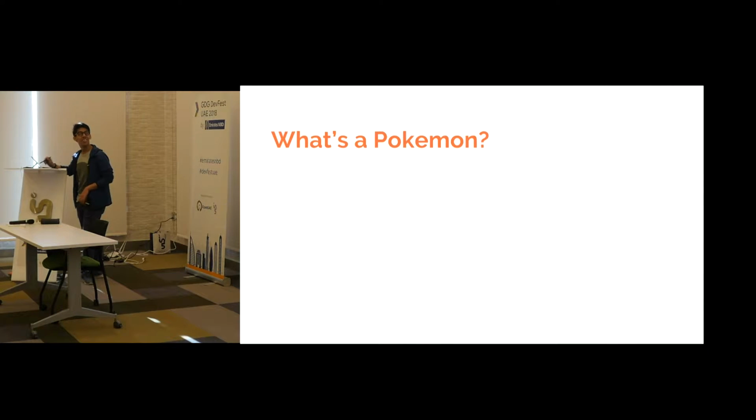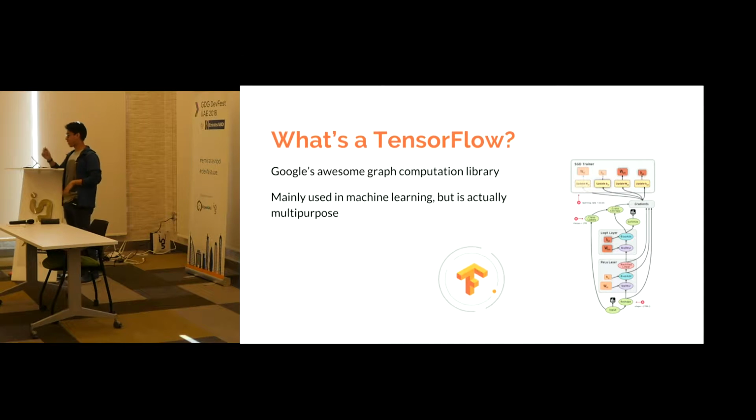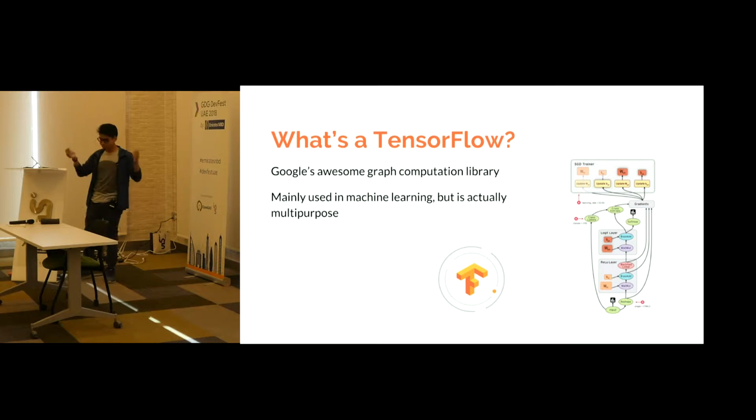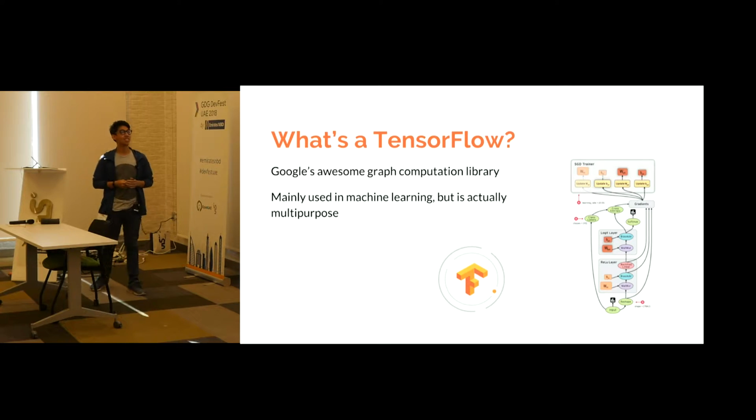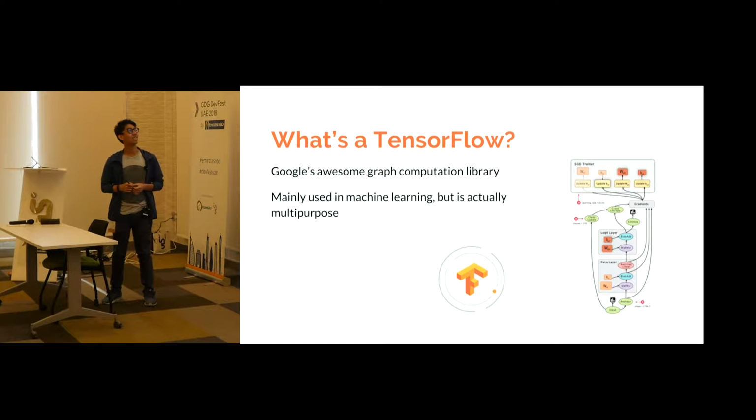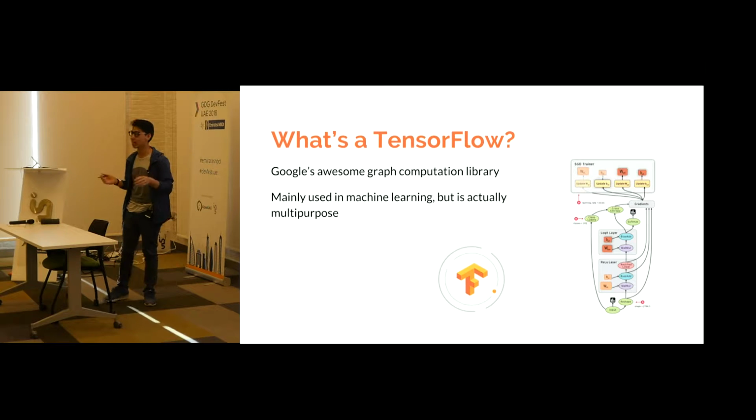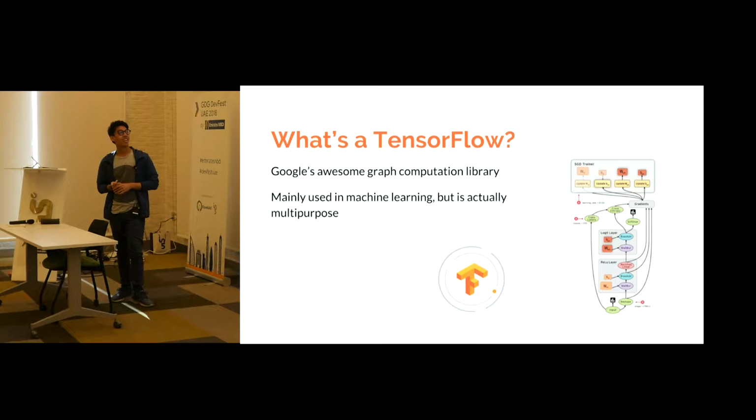What's a Pokemon? I mean, really? Everyone knows what a Pokemon is, right? Who doesn't know what a Pokemon is? Okay, thank you. What's TensorFlow? It's Google's computational graph library, so you can do parallelized computing. But really, the hype that's making it really awesome is machine learning. And I think it's a pretty nice tool now, especially since they've included some of the new features that we're going to look at today.